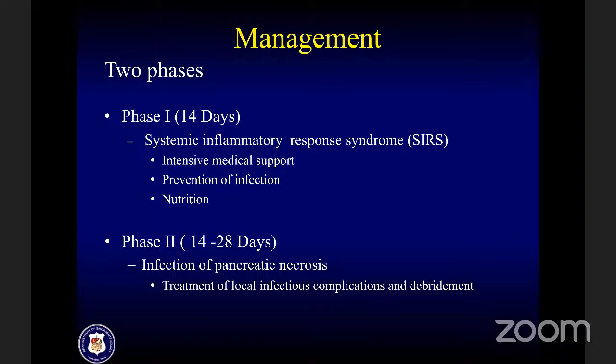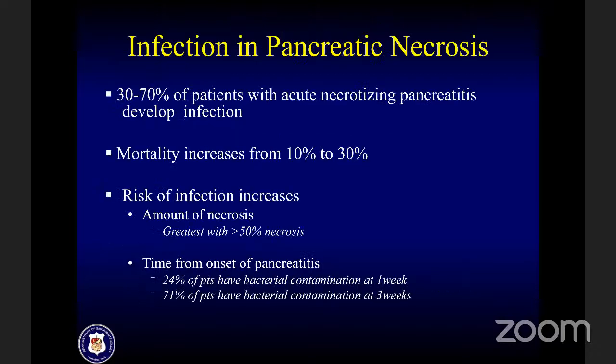So the treatment obviously differs in the first and second phase. The first phase is more conservative and aims to prevent infection. In the second phase, once the necrosis starts appearing, the treatment is directed to the local infective complications. When multi-organ dysfunction develops, supportive care is needed, and debridement of the necrotic tissue comes in the later phase. About 30 to 70% of patients develop infection, and that infection is responsible for the high mortality seen in this group of patients.